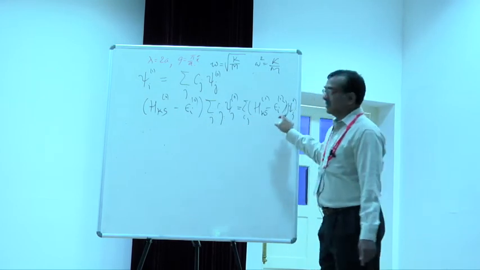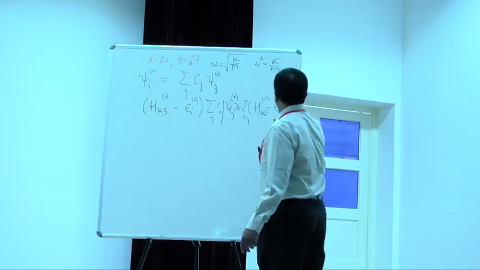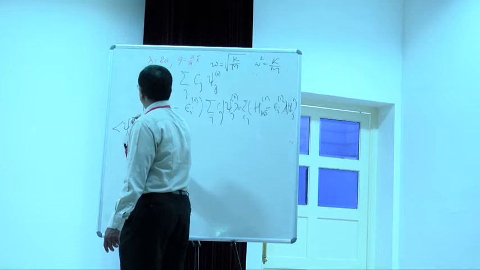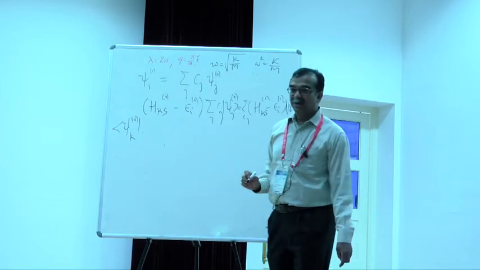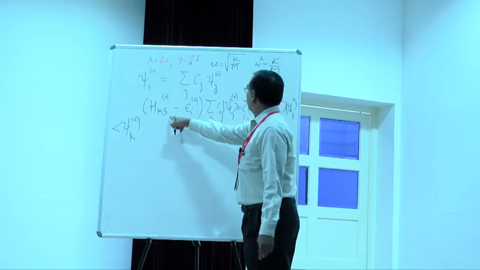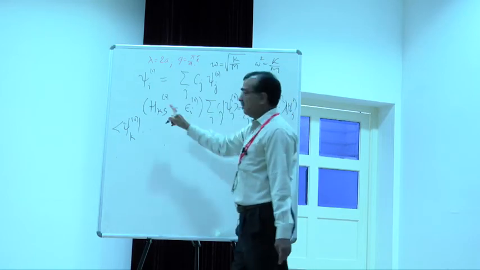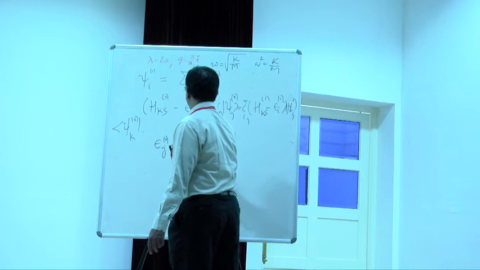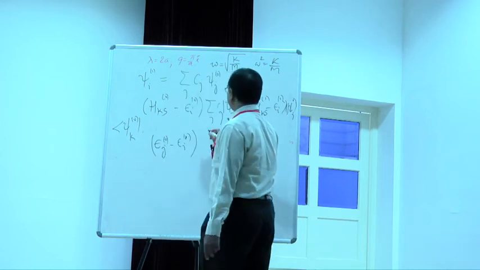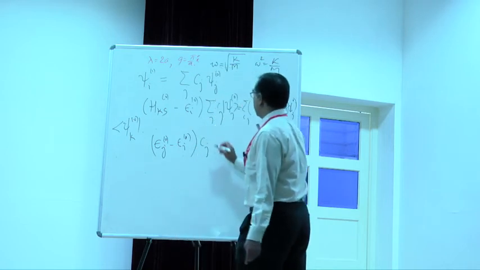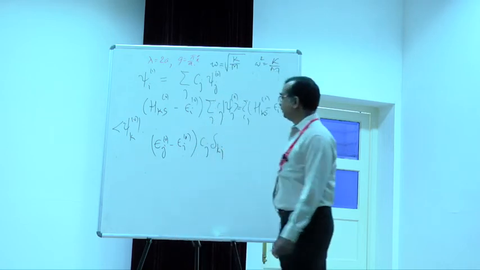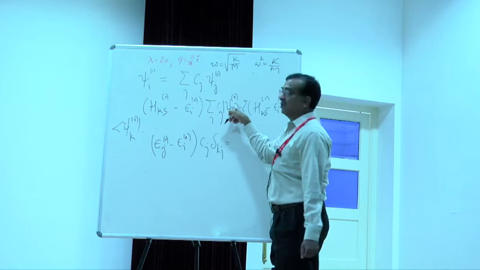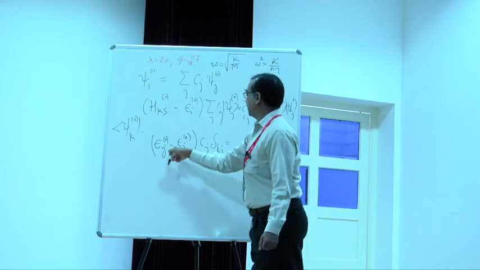Now, to solve this, let me put in the kth notation. I will take the inner product with respect to psi k. What do I get? The Hamiltonian acting on psi j0 will give me an eigenvalue. So this is going to give me epsilon j0 minus epsilon I0, times cj, delta jk, because these two are orthogonal to each other. And the Hamiltonian passes through.